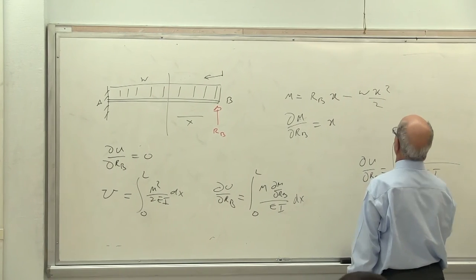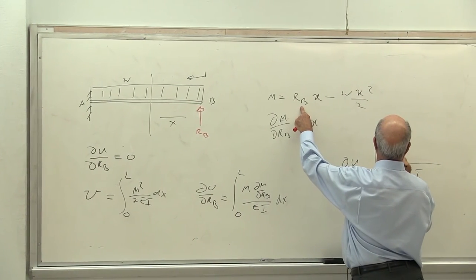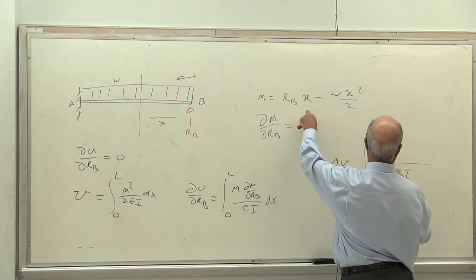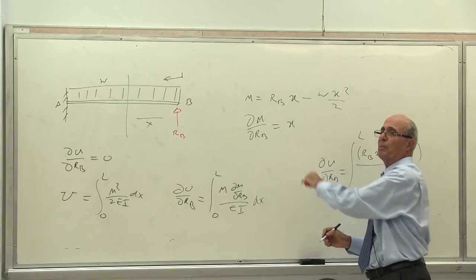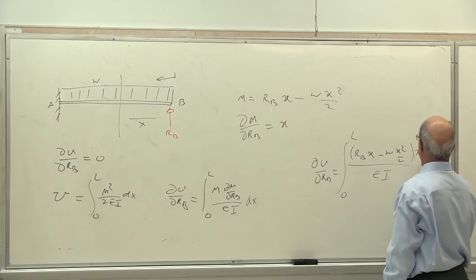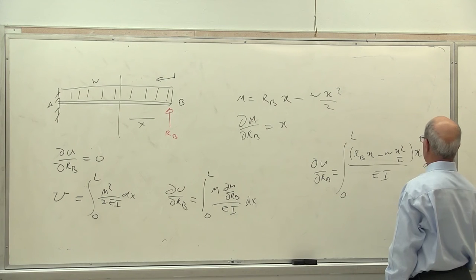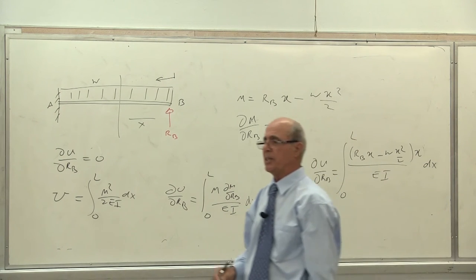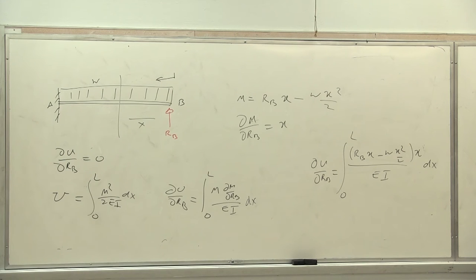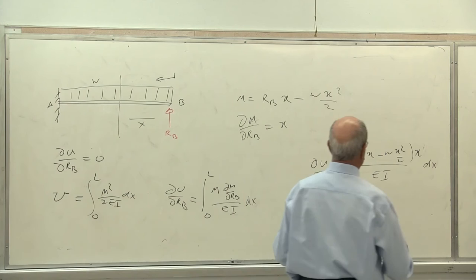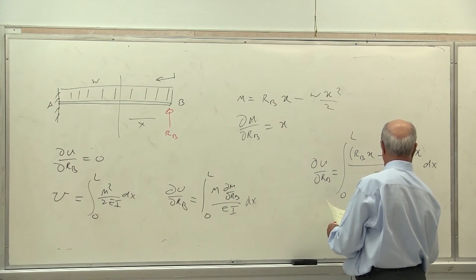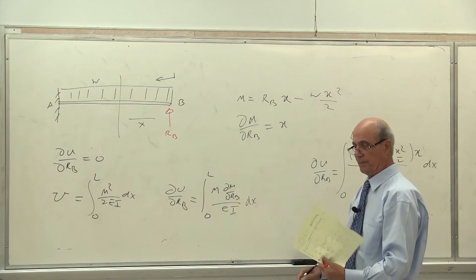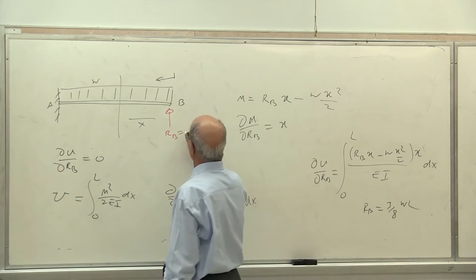So then your dU by dRB becomes equal to the integral from 0 to L. You put the EI here. Then you have RB. Of course, RB is not 0 here. RB has a value: RB X minus WX squared over 2, multiplied by X, its derivative, no 2, dX, which is very, very simple integration. So you integrate that. The answer comes out to be RB equal to 3/8 WL.